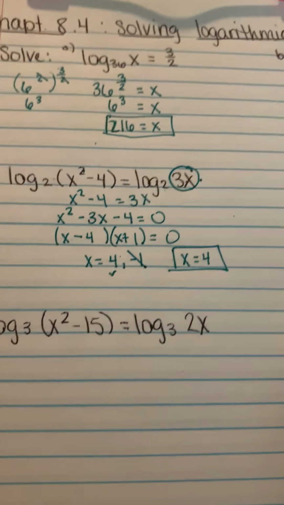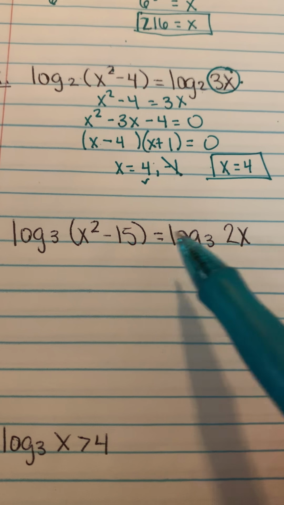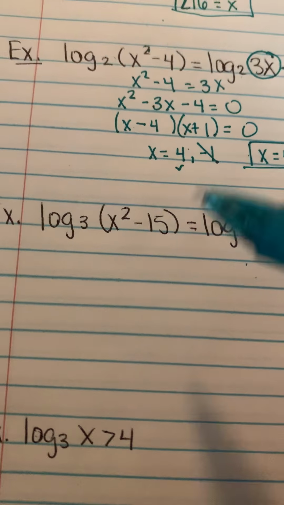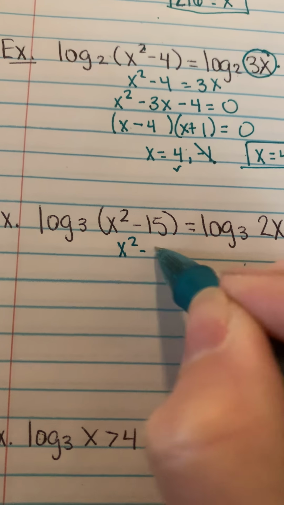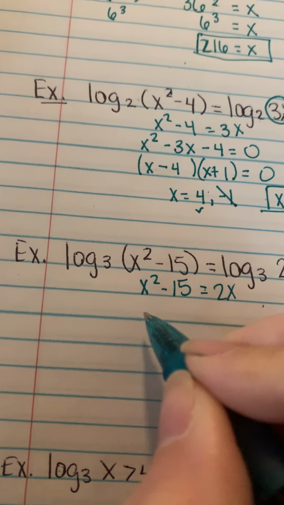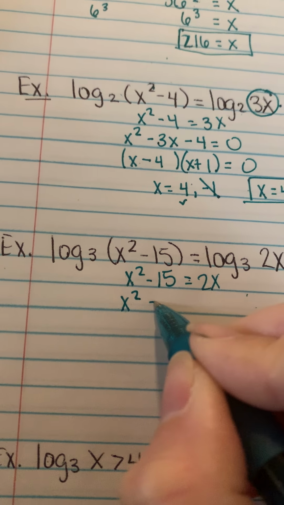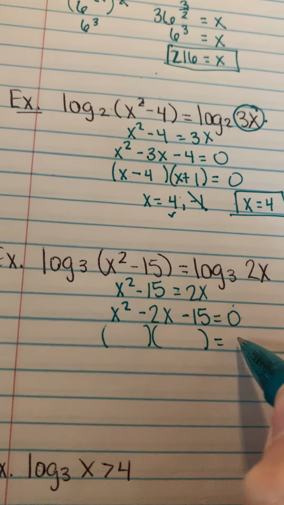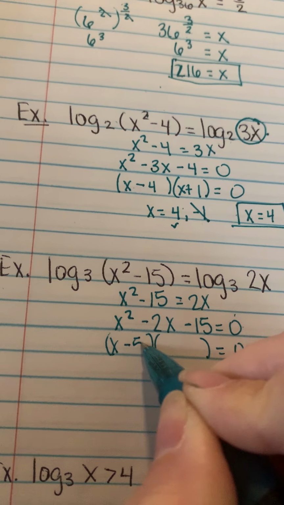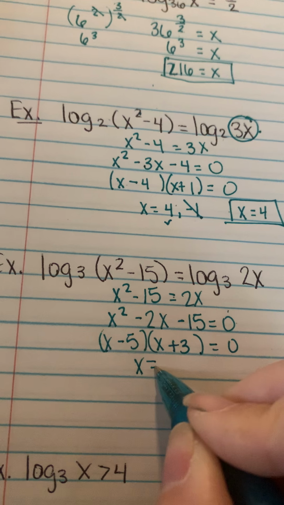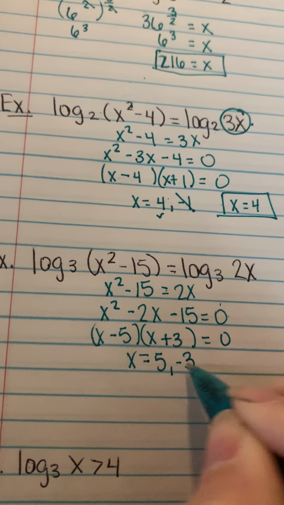Sorry about that, guys. All right. Log base 3, x squared minus 15 equals log base 3 of 2x. Same bases, so I get to drop them. So I have x squared minus 15 equals 2x. Set up for a quadratic equation: x squared minus 2x minus 15 equals 0. I'm going to solve or factor. So x minus 5 times x plus 3 equals 0. So x equals 5 and negative 3.